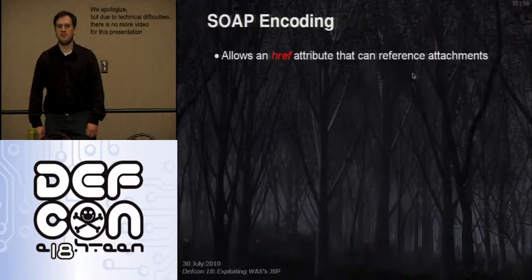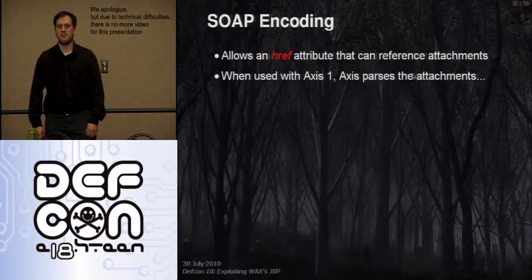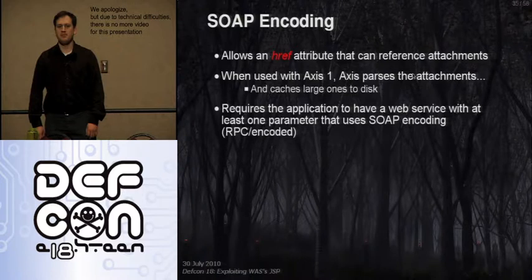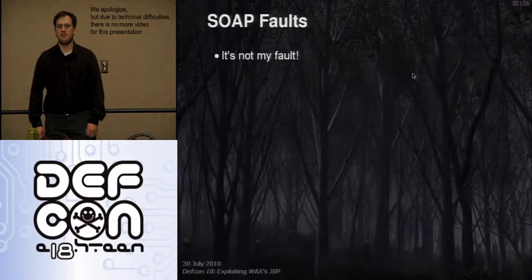SOAP encoding actually allows you to reference attachments. We just need to reference that attachment and it'll read them in. It allows this href attribute to be applied to parameters and such inside our SOAP message. So when used with Apache Axis 1, it'll actually parse the attachments and cache the large ones to our disk where we want them inside our WEB-INF directory. So this, of course, requires that we have a web service that's actually using SOAP encoding. So we're talking here about RPC encoded messages as opposed to document literal or RPC literal, which are different methods of using SOAP. I swear this is not my fault.